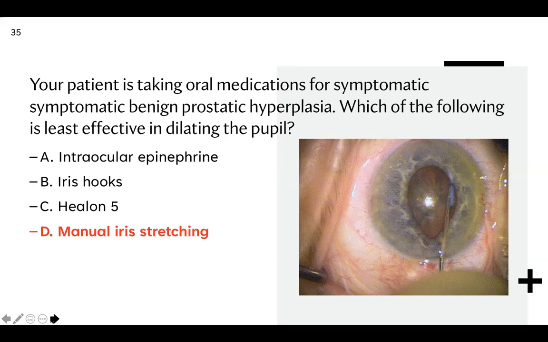Well, the thing is, whenever you have a person taking an alpha blocker, the patient will have a floppy iris, and doing manual iris stretching for a floppy iris is just going to make the pupil smaller. So remember, never do manual iris stretching for a floppy iris. Manual iris stretching can be done for other cases of small pupil, but not for an IFIS or a floppy iris. Moving on to the next question.